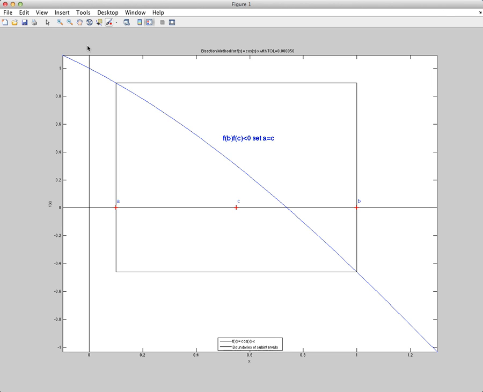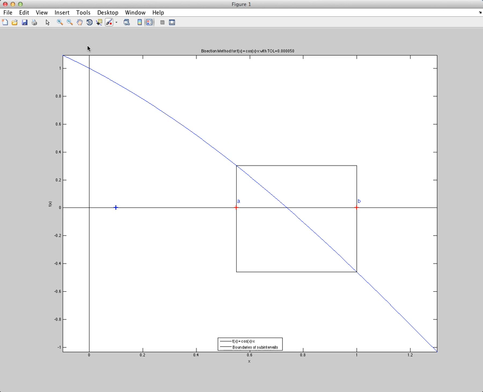A good way to test this is to actually compute the function evaluated at B times the function evaluated at C. If it's less than 0, that means that f of B and f of C have different signs, so the function must have crossed the x-axis. So if f of B times f of C is less than 0, you update the left endpoint A, and you set A equal to C. And we define a new interval.